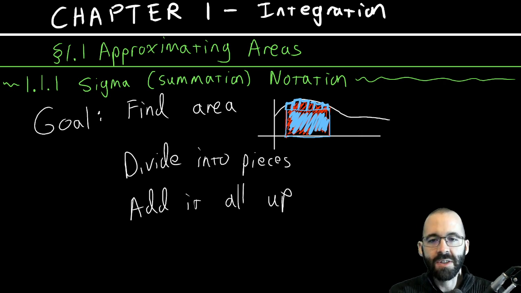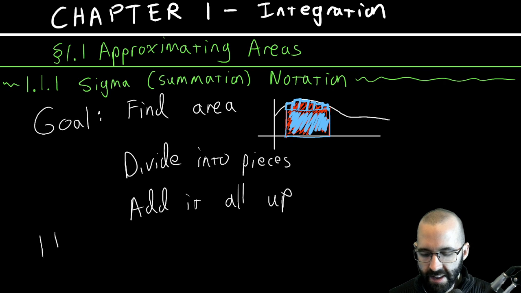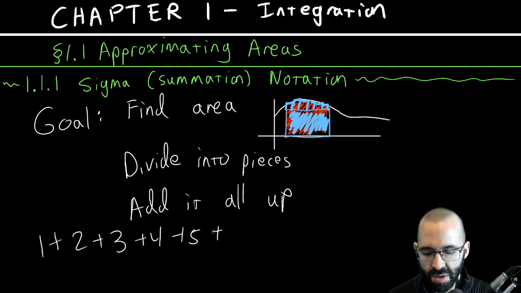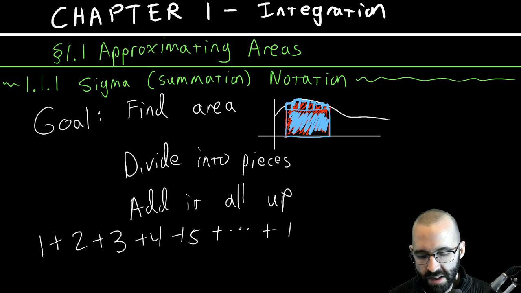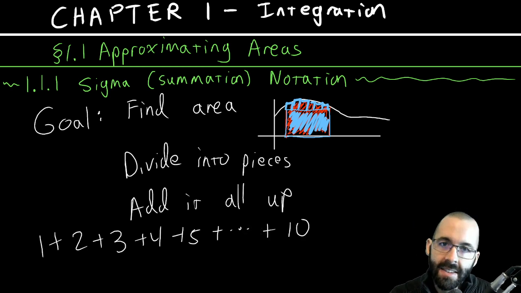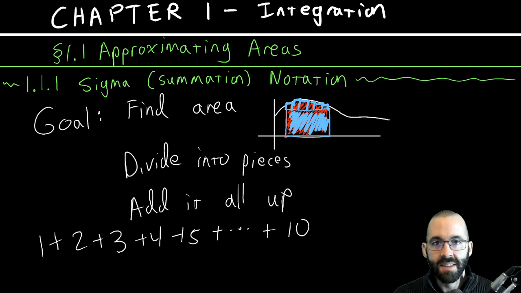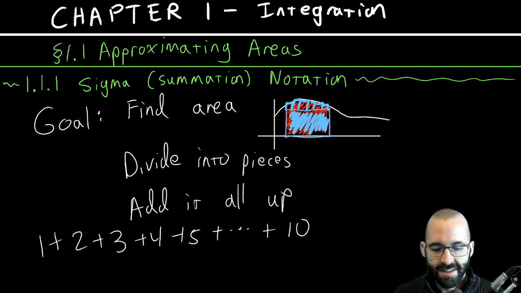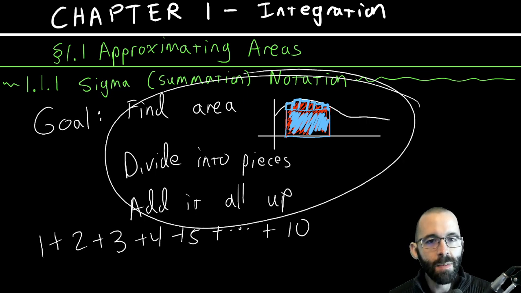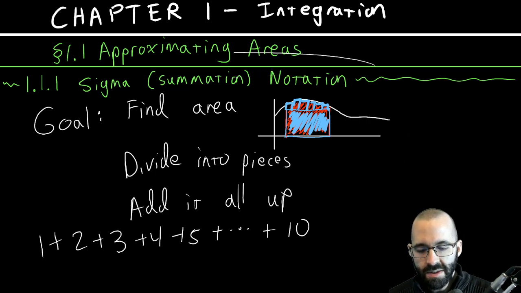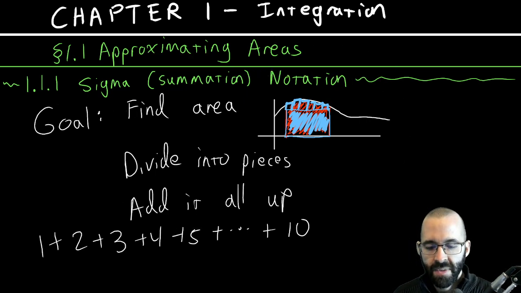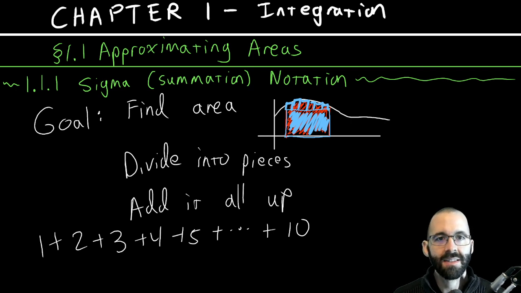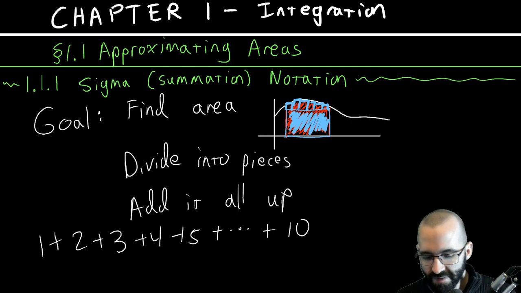Because if we're adding up a bunch of things, it can be a little tedious to do it like this, right? 1 plus 2 plus 3 plus 4 plus 5 plus ... plus 10 or whatever. This takes a long time. It takes a lot of space. It's not an easy way to write down adding up a whole bunch of things. We eventually want to add up a whole bunch of things. And that's where this notation comes into play. Let's add up a whole bunch of things nicely.